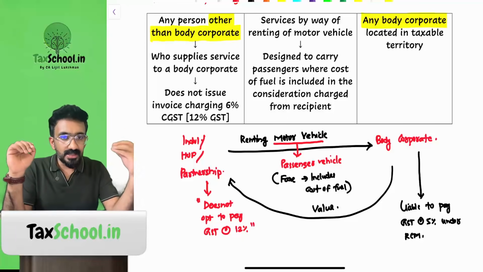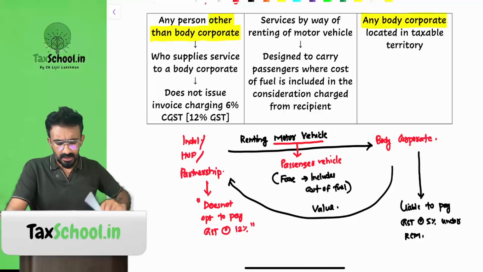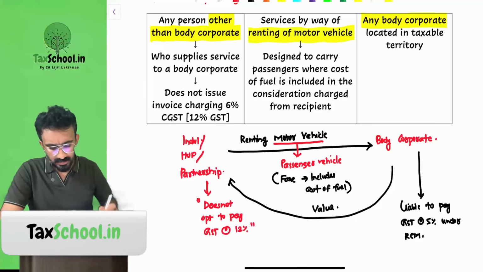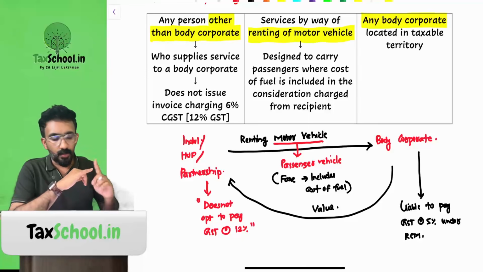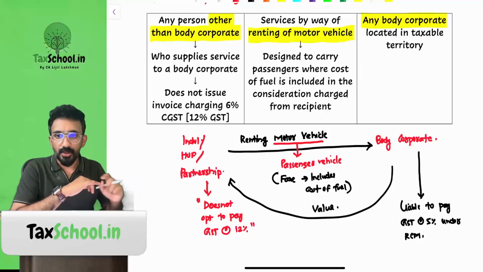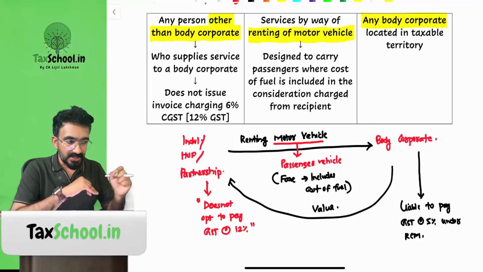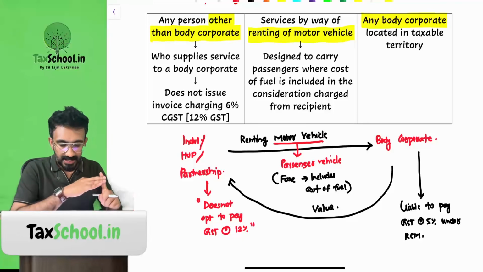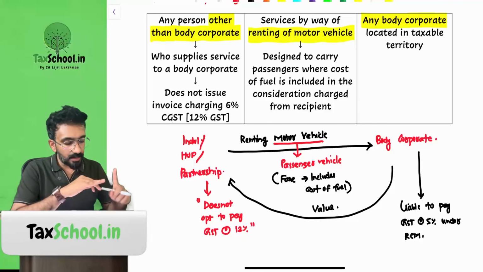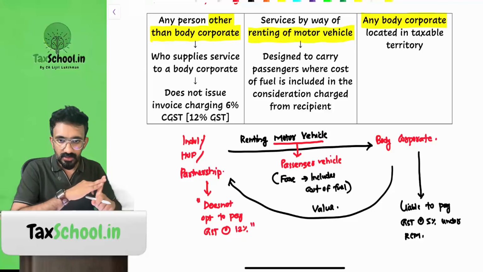To have RCM applicable, what is the service I'm talking about? Renting of motor vehicle. Three conditions are to be satisfied for it to be under RCM. Number one, the supplier should not be a body corporate. Number two, the supplier should not opt for FCM. Even if the supplier is not a body corporate, if they go for FCM, it will not be under RCM.